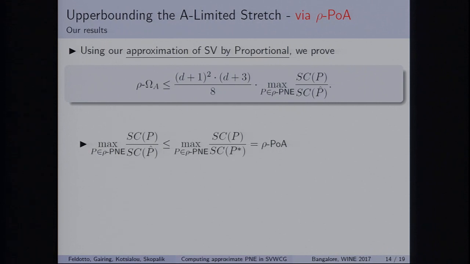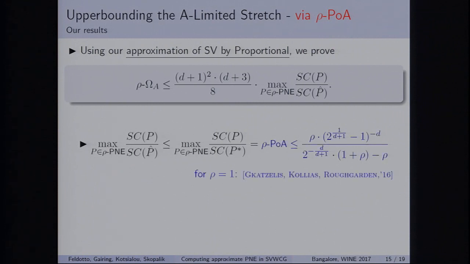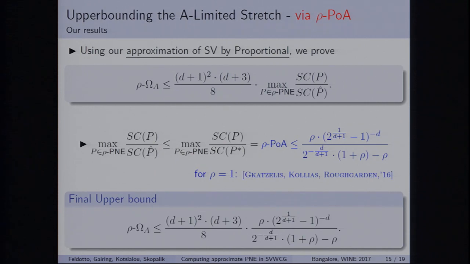Now we also prove a second lemma where we upper bound the price of anarchy by this ratio. At this point, I would like to mention that the blue part has been proved for O equals 1 by Gairing, Kollias, and Roughgarden for this class of games. And now, substituting this up here, we get the final upper bound, which is this product. So again, I repeat that our final approximation is very close to this amount.